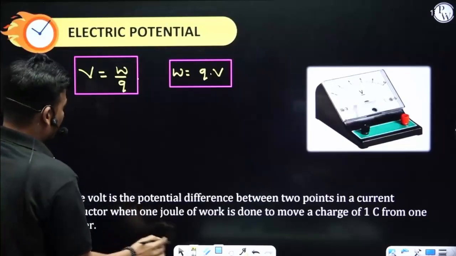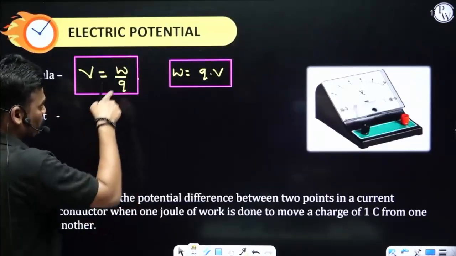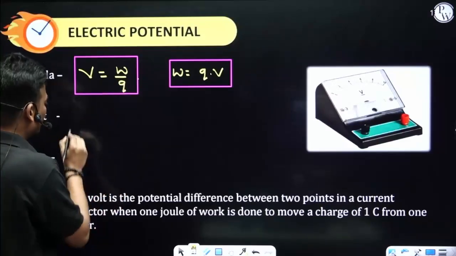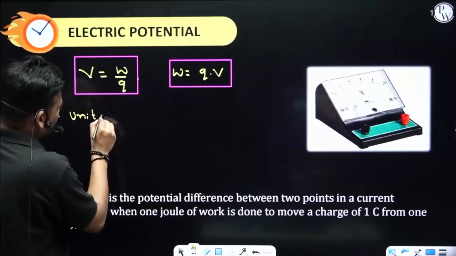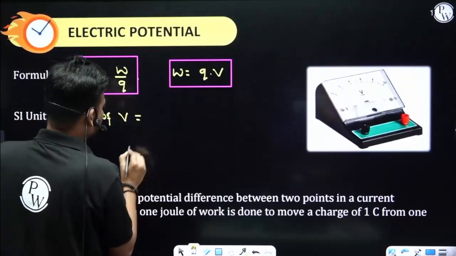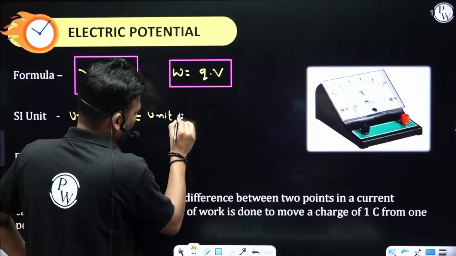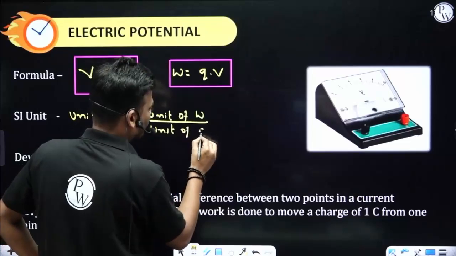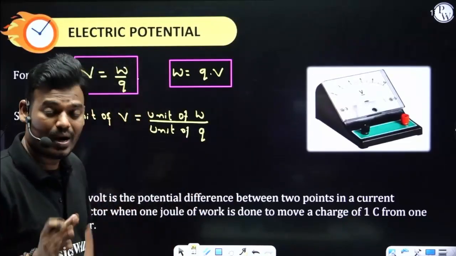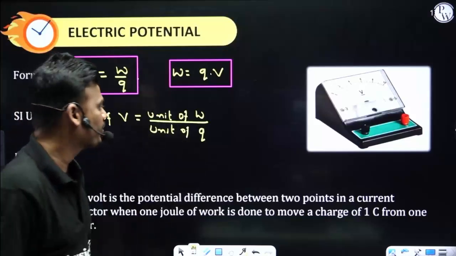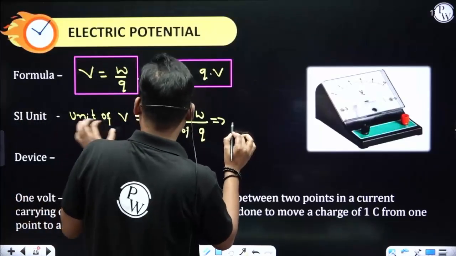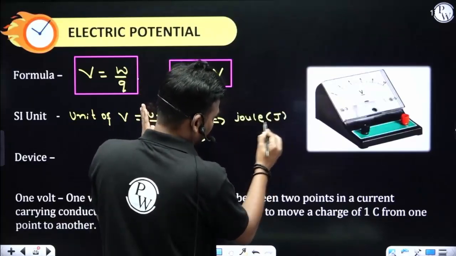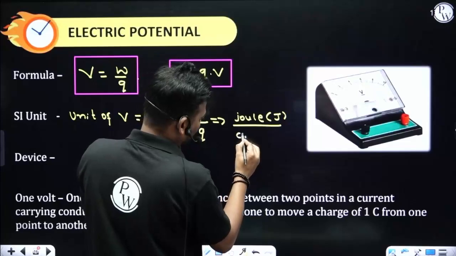Now the SI unit of potential difference. What is the SI unit of work done? That is the joule. And what is the SI unit of charge? That is the coulomb. So here you can write the unit of potential difference equals the unit of work done divided by the unit of charge, that is small letter q. Capital letter Q and small letter q indicate charge only. Now for further simplification: the unit of work done is the joule, represented by capital letter J, divided by the unit of q, that is the coulomb.